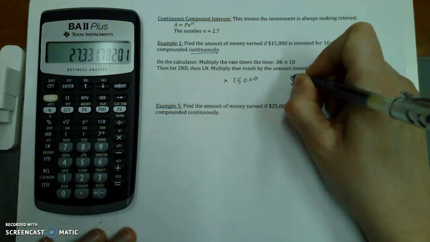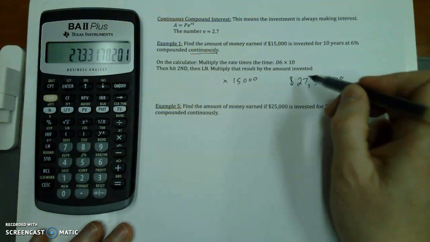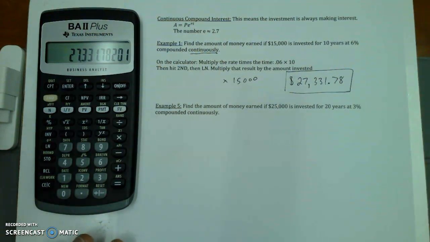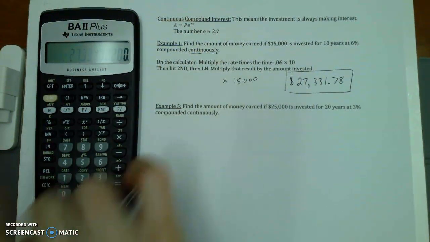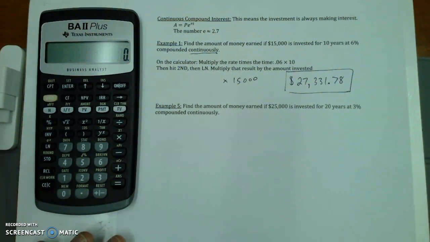27,331 and 78 cents. Again, that is the total amount of money, not just the interest. Let's work through a second example.